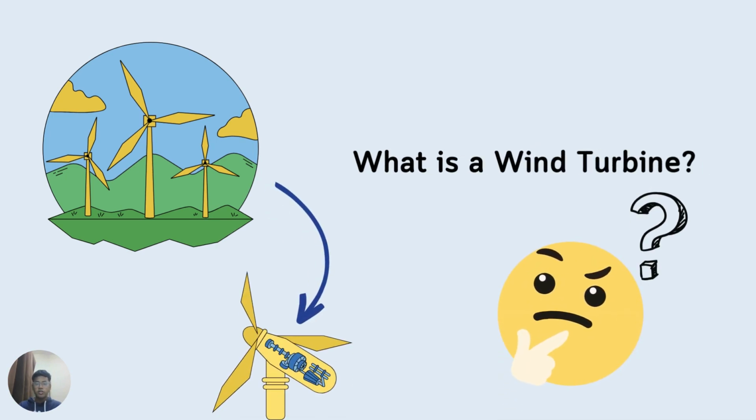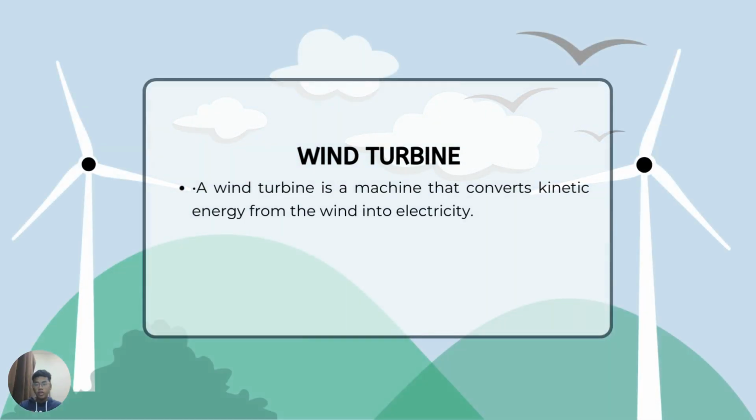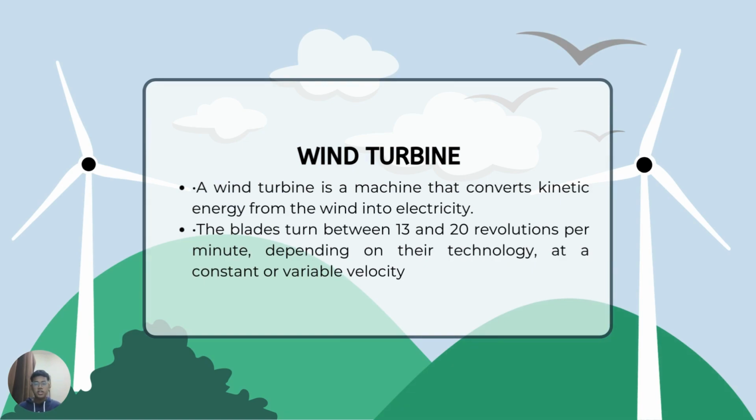Okay, first is what is a wind turbine. A wind turbine is a machine that converts kinetic energy from the wind into electricity. The blade turns between 13 and 20 revolutions per minute, depending on the technology, at a constant or variable velocity.